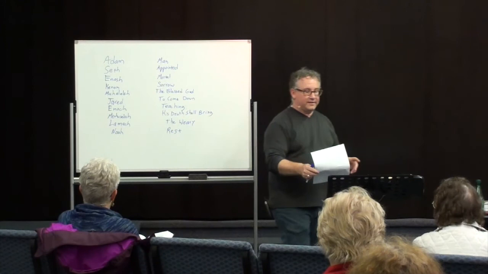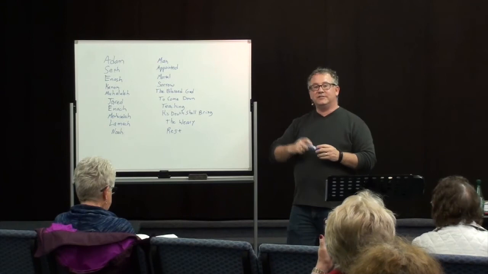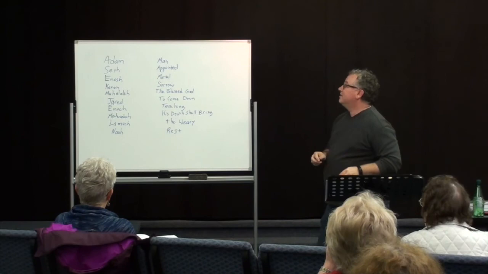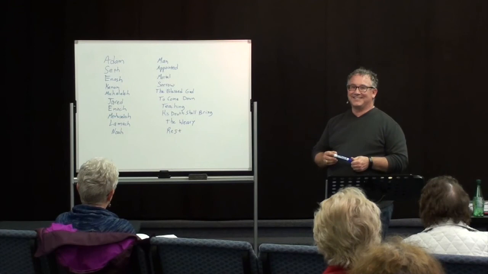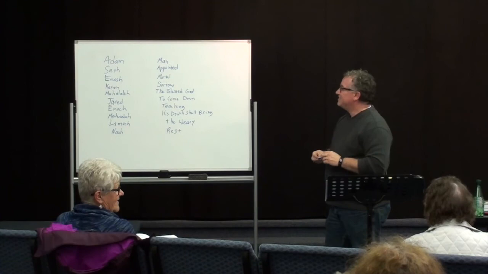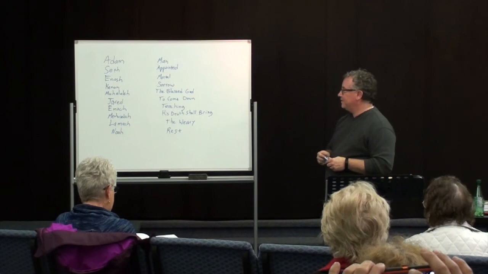Now, on their own, they might not mean too much to you. But let's read the genealogy from Adam to Noah. And it says, man appointed mortal sorrow, the blessed God to come down, teaching his death shall bring the weary rest. Yeah. That's pretty cool. Wow. Just, we'll read it again. Man appointed mortal sorrow, the blessed God to come down, teaching his death shall bring the weary rest.